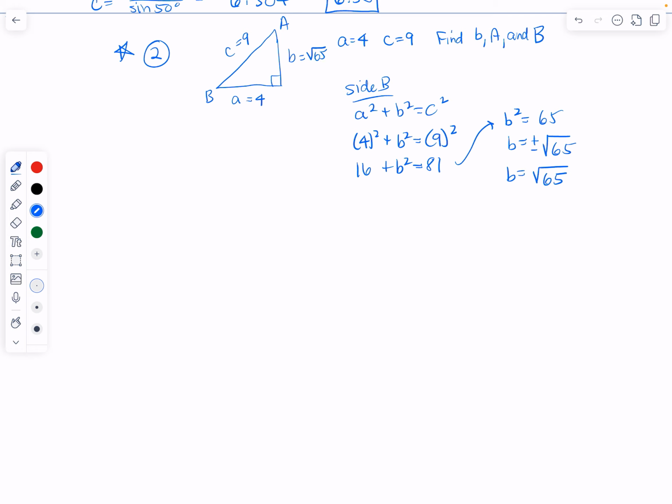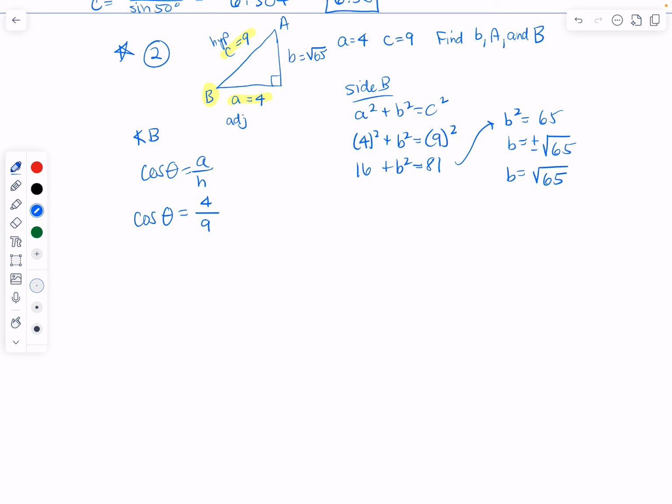Now I have to find angle A and angle B. I'm going to highlight the given sides, which were A and C. So I'm going to go ahead and start with angle B. So angle B is what I'm looking at. According to angle B, A is going to be adjacent and C is the hypotenuse. And the only trig function that links those two together is cosine. So cosine theta equals adjacent over hypotenuse. So cosine of angle B equals adjacent side, which is 4, over the hypotenuse, which is 9.